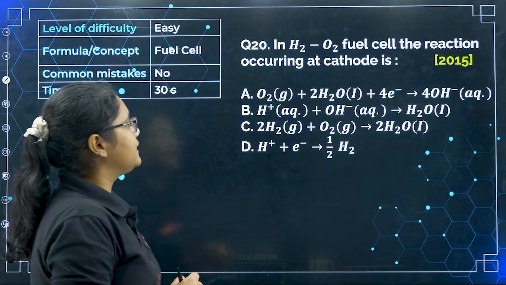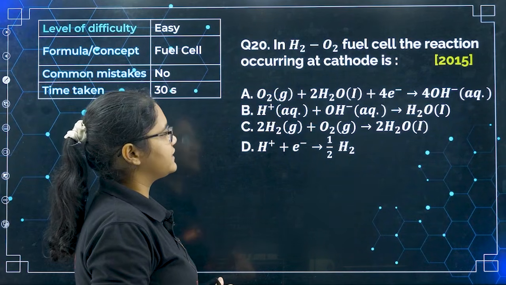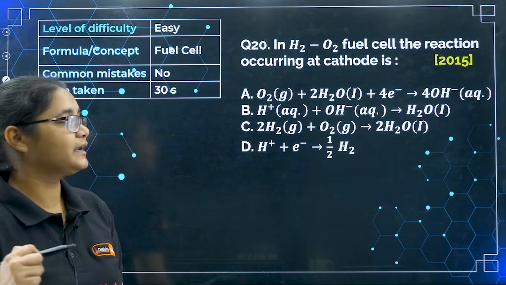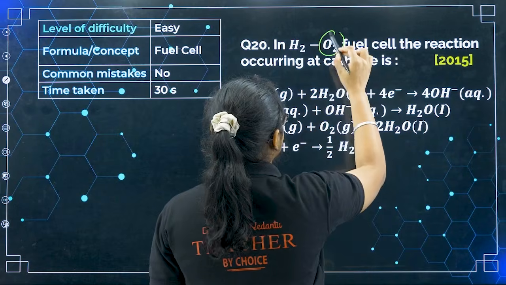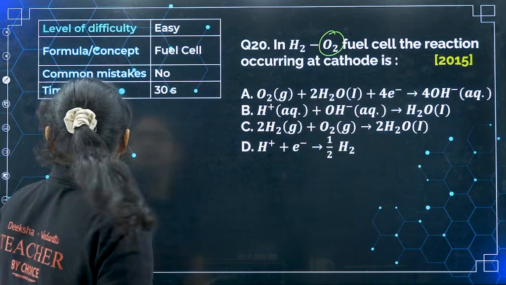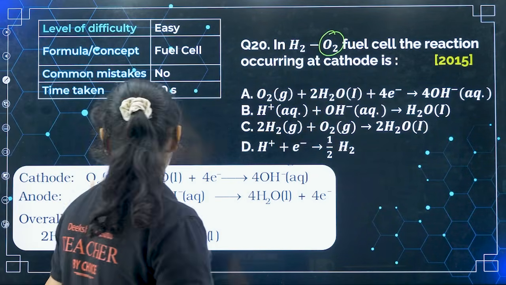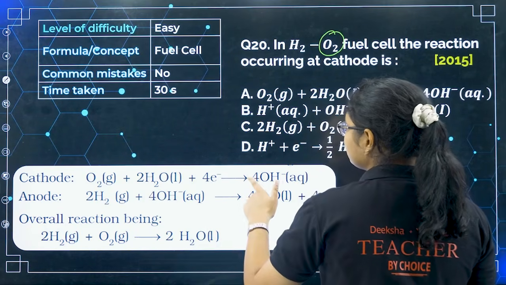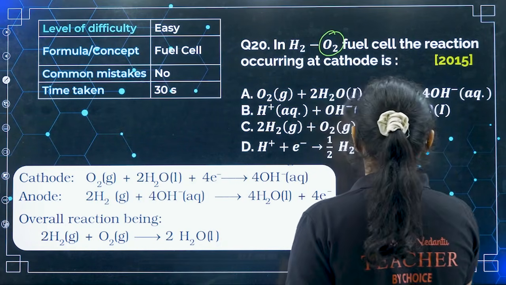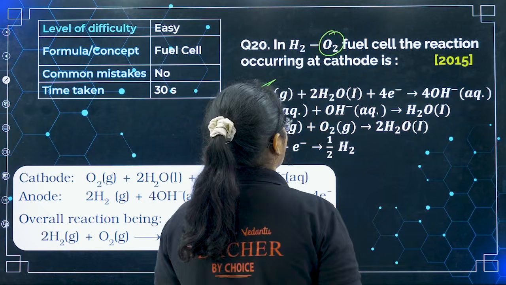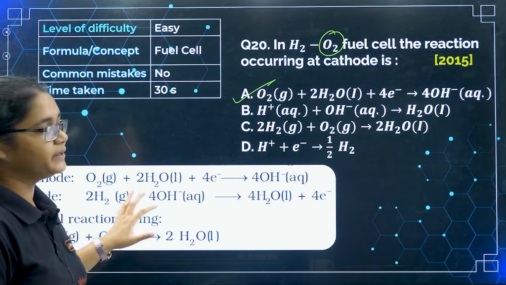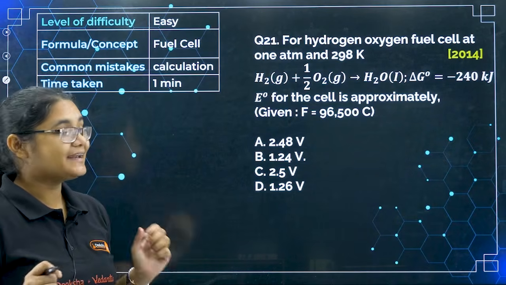Next, question number 20. In H2O2 fuel cell, the reaction occurring at cathode. So what gas was present at cathode? Oxygen gas is given at the cathode side. So you can see the reaction I have written here. At cathode, oxygen gets reduced to 4OH minus. So I have this first reaction here, which is option number A. So that is a direct question. You should be knowing this reaction. Let us see the next question here.